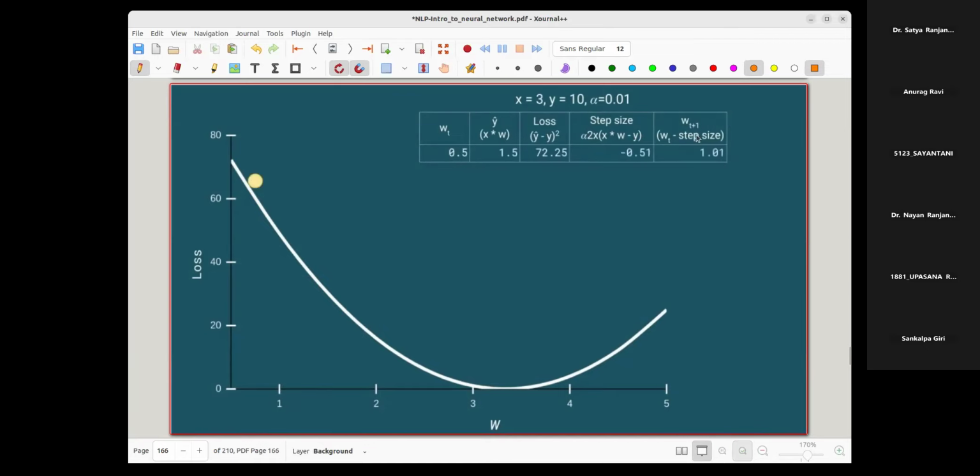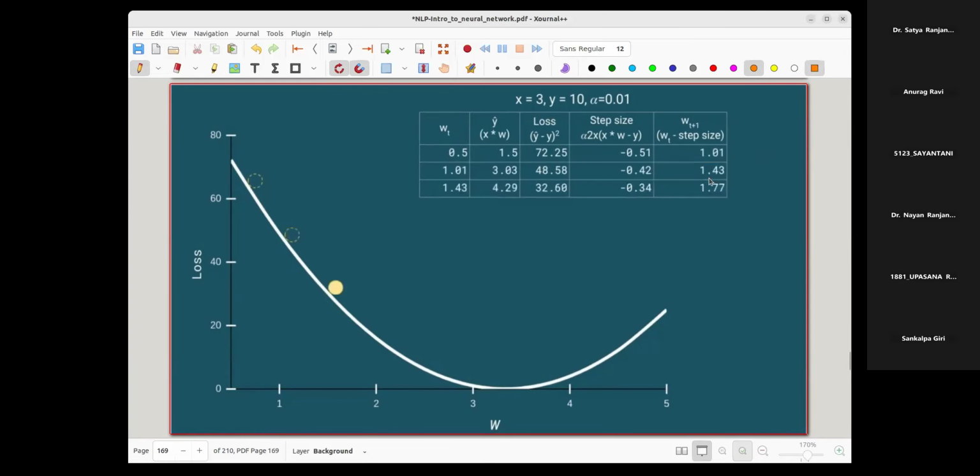So for 0.5, the loss is 72.25. So here it is 70. The circle is at 72.25 on the y-axis. Okay, and once we update it, the new W will become 1.01. So when I use new W 1.01 with these three values, the loss, you see, is decreasing from 72.25, it becomes 48.58. And the new W, again obtained from the old W, is 1.43.